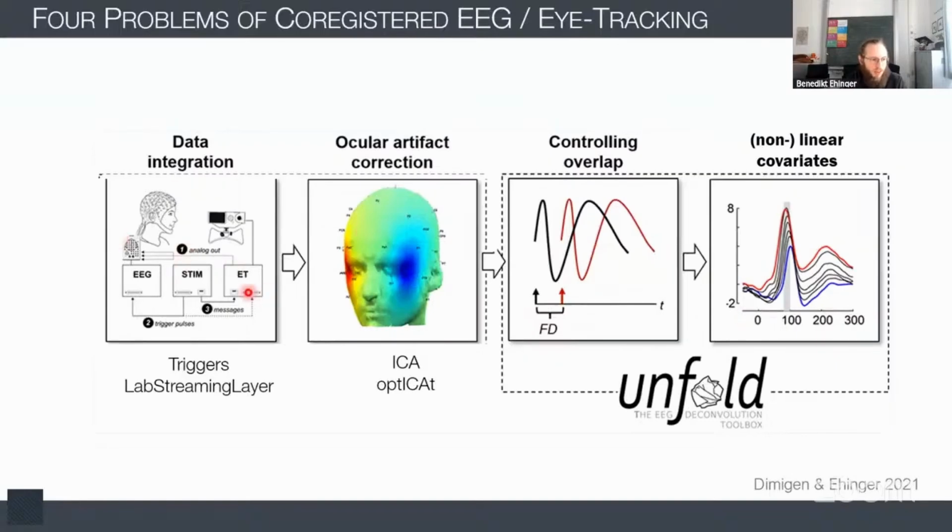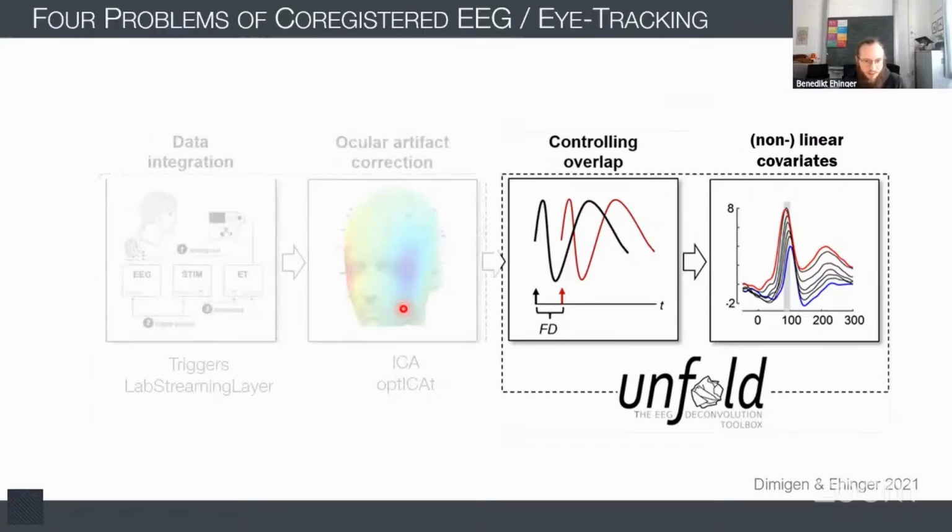I think the first two are pretty much solved. With lab streaming layers and with triggers, people know how to do that. For the artifacts, we have ICA, and especially for eye movements, Olaf has this really cool algorithm, OptiCat, that optimizes ICA for eye movement. So I really think these are done. Not 100% done, but we have a good enough version right now. The other two were not, and this is why back in 2015, I think, we met and came up with Unfold, this regression ERP framework, trying to address this issue. Okay, this is my motivation for how I look at this field.